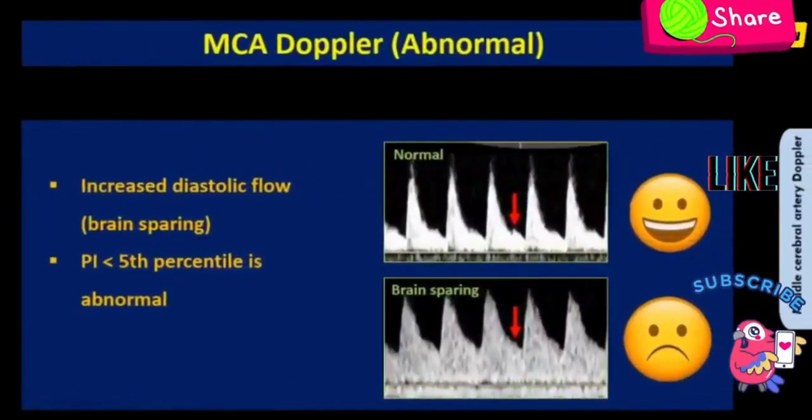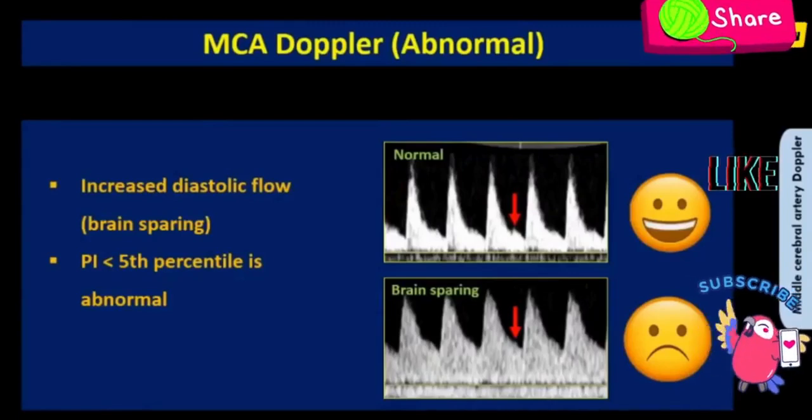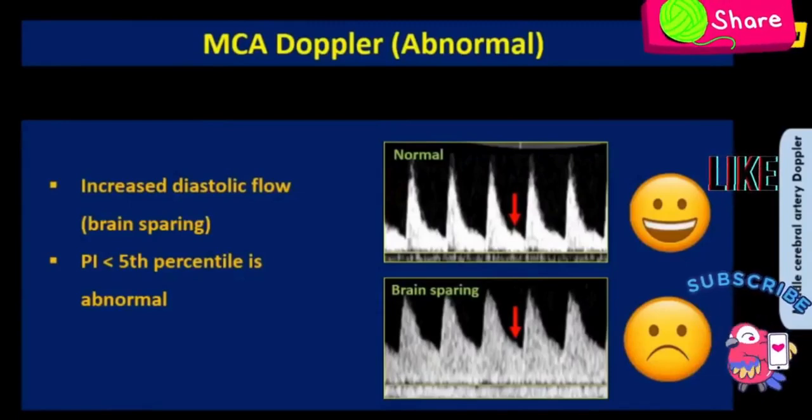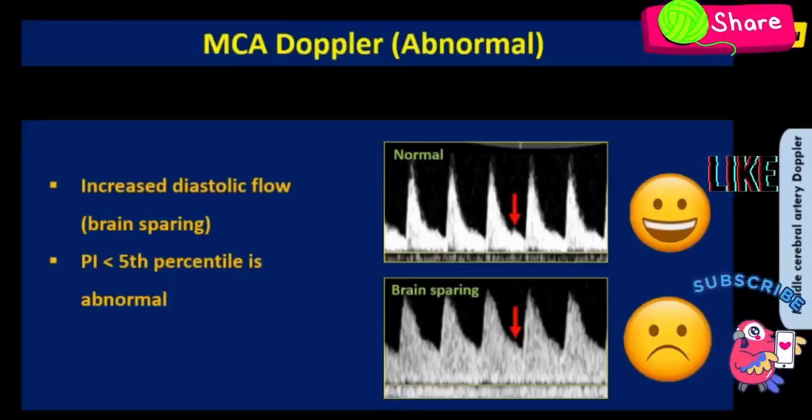In fetal growth restriction, there is preferential shunting of blood flow to the fetal brain, known as the brain sparing effect. This leads to increased diastolic flow, and hence reduction in pulsatility index of the middle cerebral artery. A pulsatility index below the 5th percentile for gestational age is abnormal.